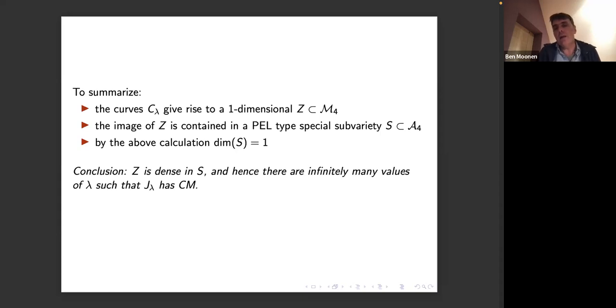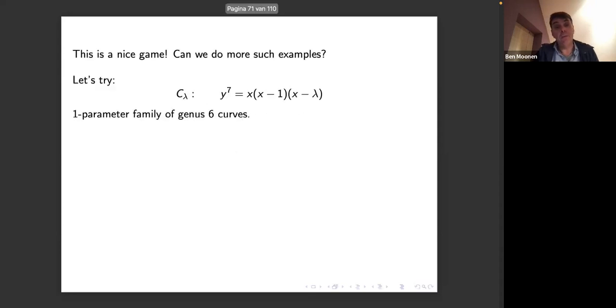In particular, now there are infinitely many parameter values at which the Jacobian has CM. By the way, that still doesn't tell you which are the CM parameters, right? Because I have now only deduced that there are infinitely many of them, but this is not something that you would easily write down concretely. So that's a great gain.